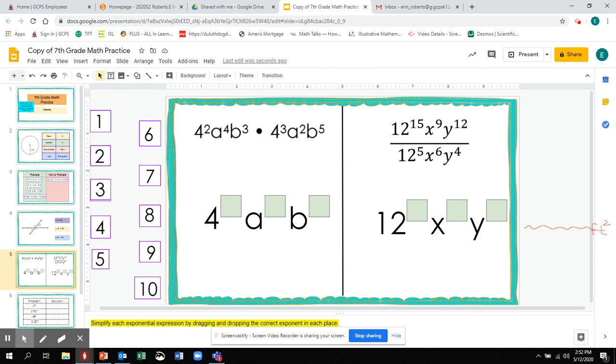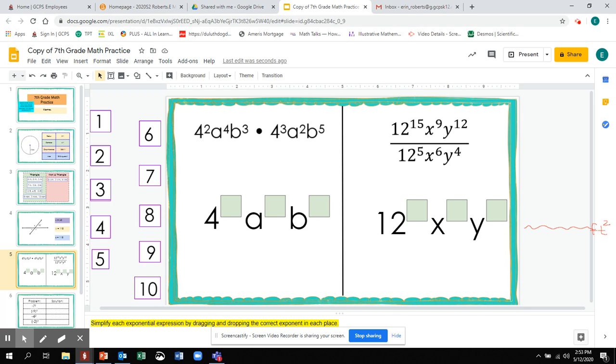Now we're going to look at some exponent problems. In this first one, we notice that we are multiplying my exponents, which means we're going to be using the product rule. When we're using the product rule with exponents, that means that we are going to be adding the exponents. What I'm going to do is I'm going to start with every base.